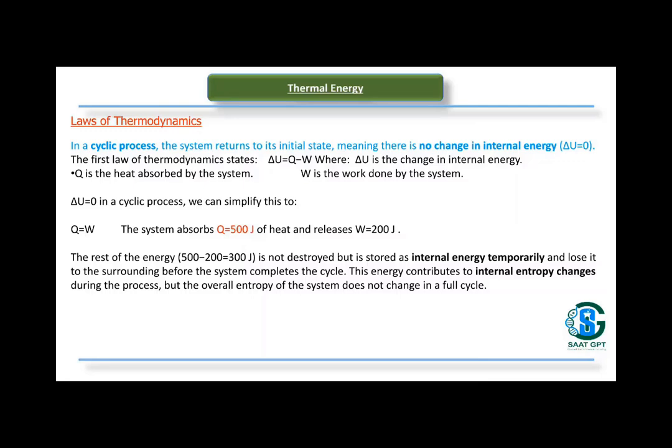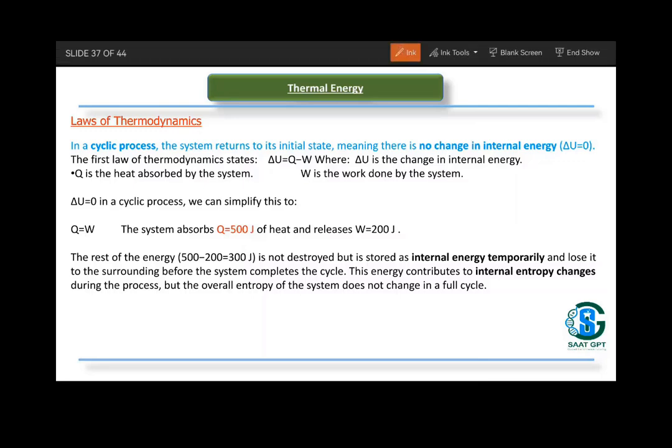Here is a description of the cyclic process. In a cyclic process the system returns to its initial state, meaning there is no change in internal energy. The first law of thermodynamics states that delta U equals Q minus W. We said delta U is the change in internal energy, while W is the work done by the system, and Q is the amount of heat absorbed by the system. So, in a cyclic process, delta U is 0 because there is no change in the internal energy. There is no change in the entropy.